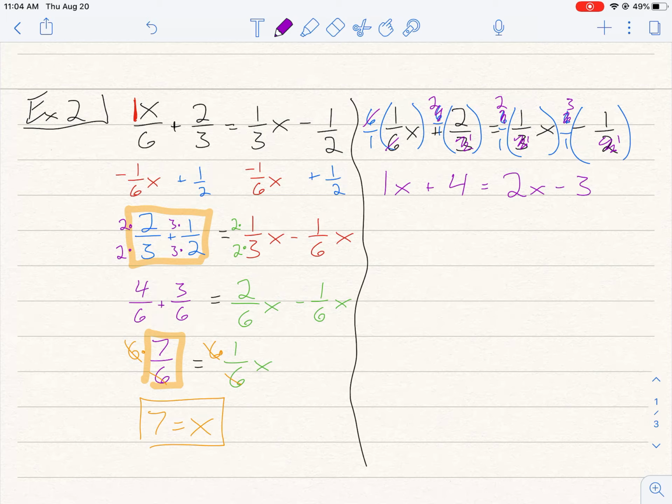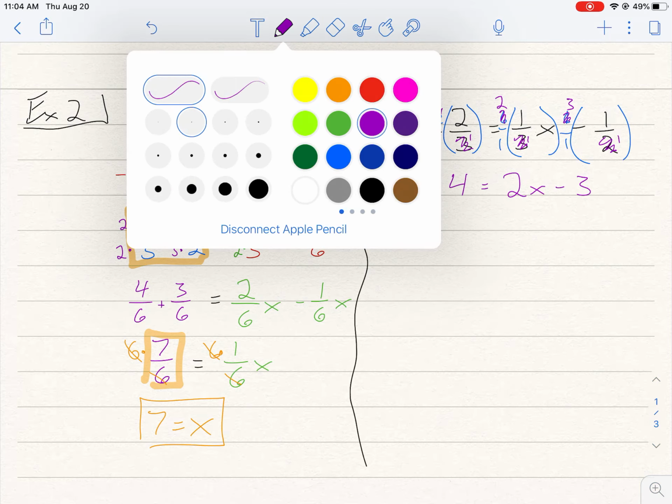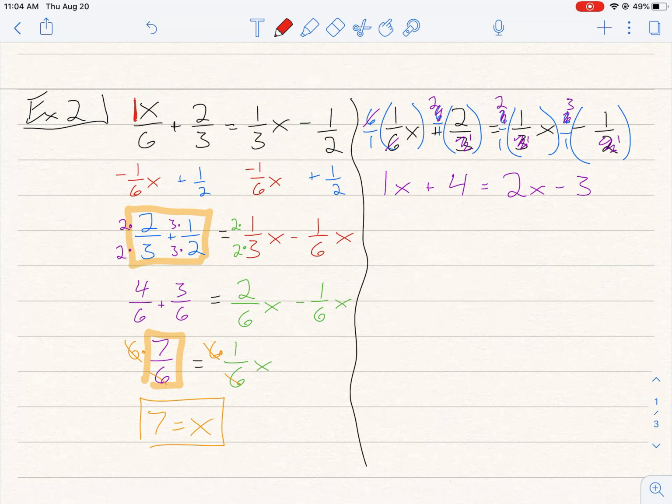Now all I did was multiply my equation by the lowest common multiple, and now I have no more fractions. So it's just simply a linear equation that we have to solve. So I'm going to minus 1x on both sides. So I get 4 is equal to 1x minus 3. And then we can add 3 to both sides. And you get 7 is equal to x. So notice you get the same thing.